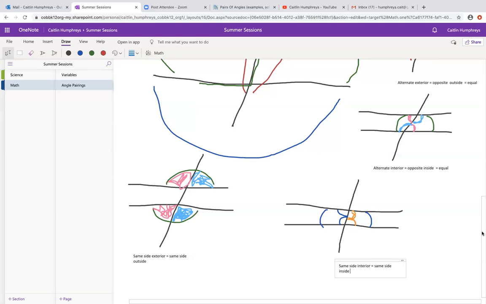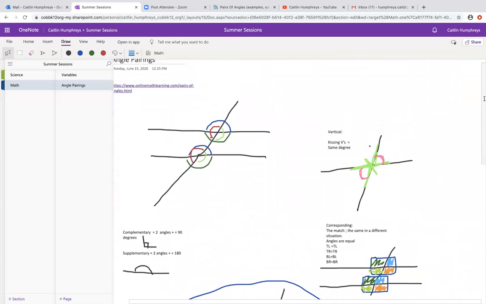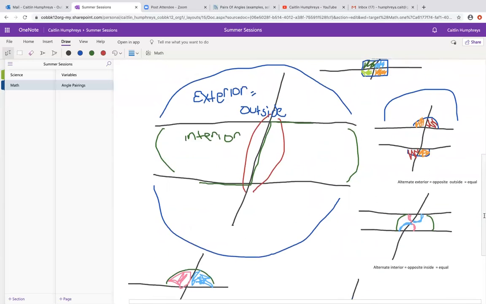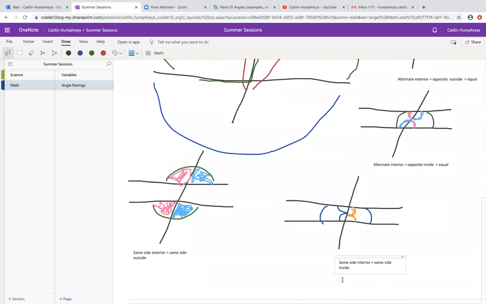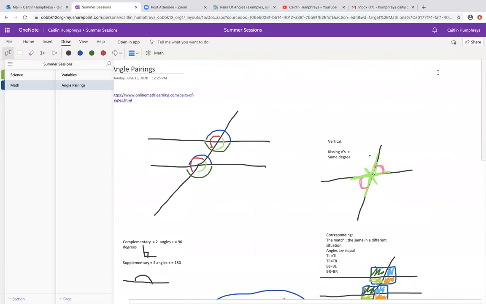Okay, so these are all the different angle relationships that we can have. Now, using this information, I'm going to try to find a way to do a sample problem on here. I'm going to find a room.